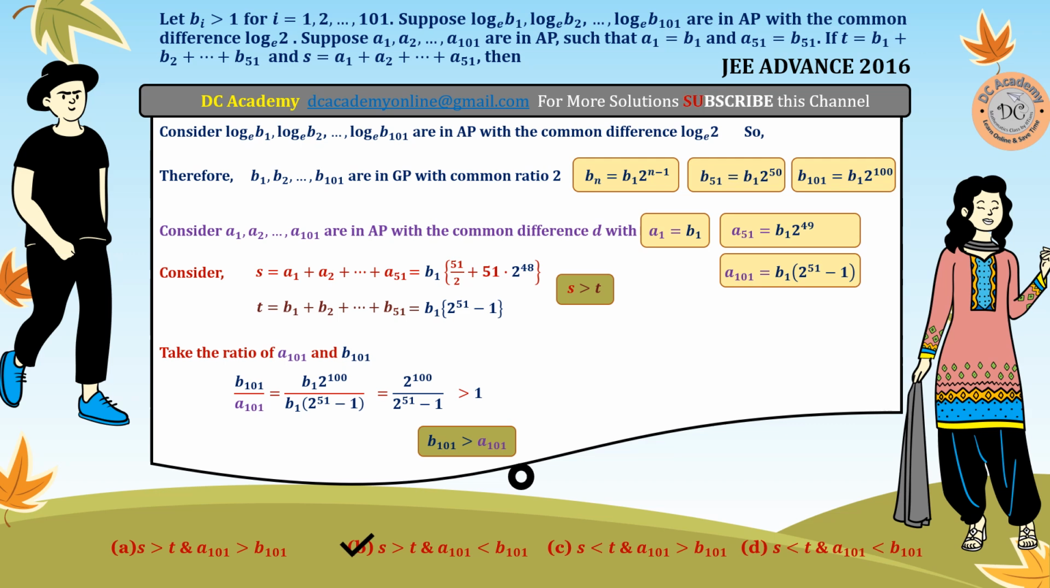So that's it. Hope you understood the problem. It's a very easy problem. We only have to calculate all the required entities step by step and then analyze it. Thank you.